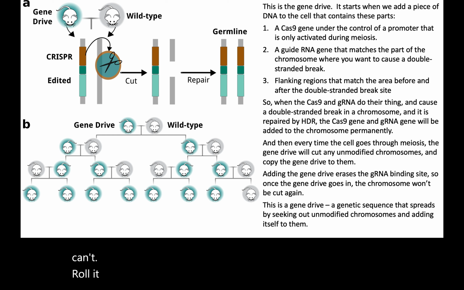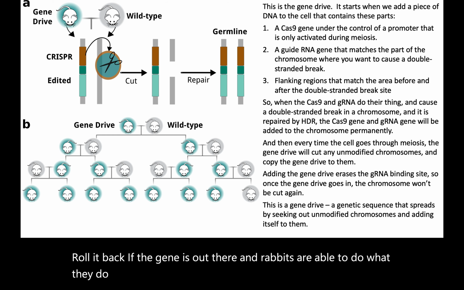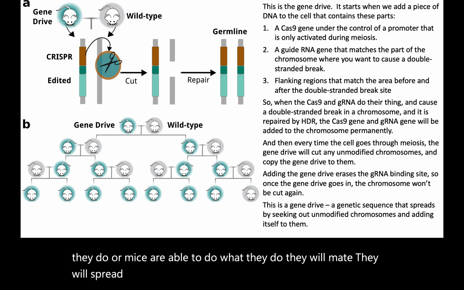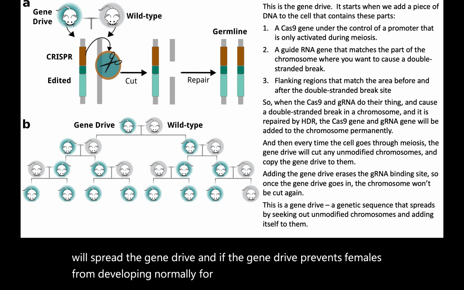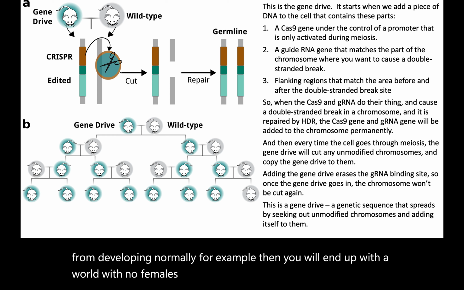If the gene is out there and rabbits are able to do what they do, or mice are able to do what they do, they will mate, they will spread the gene drive. And if the gene drive prevents females from developing normally, for example, then you will end up with a world with no females, and that species will go extinct.